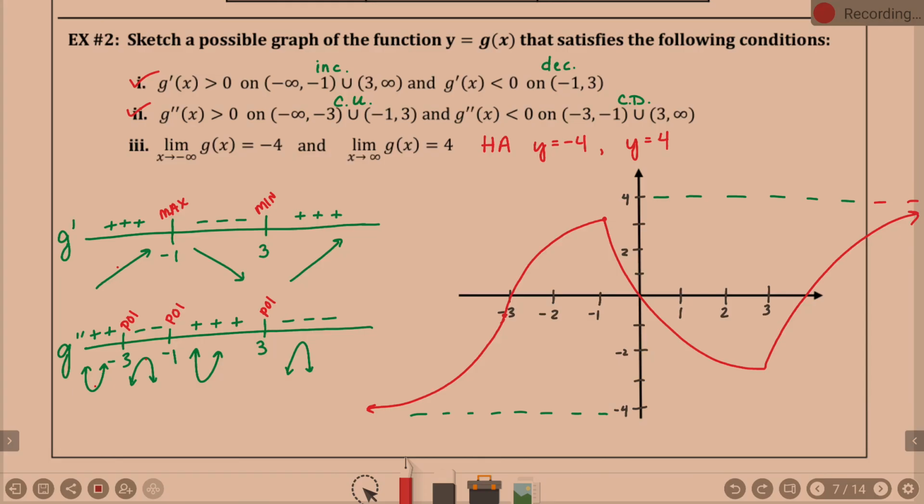Does your graph have to look identical to mine? Absolutely not. Are there pieces that have to match? That's the key. But there are definitely different ways you can make them match.